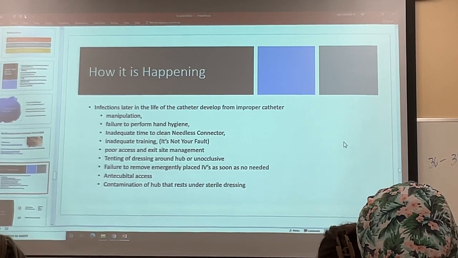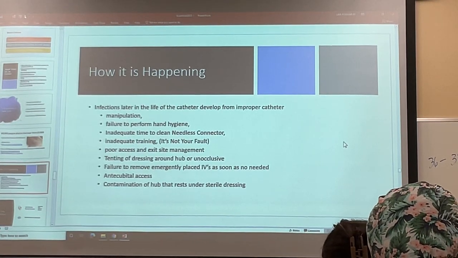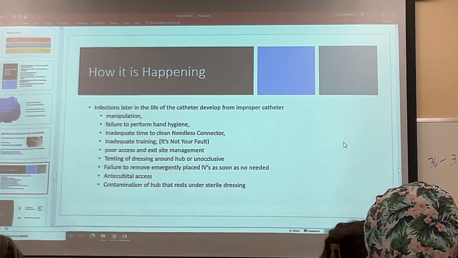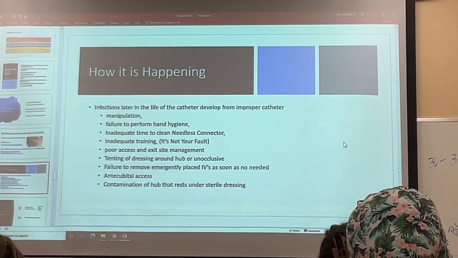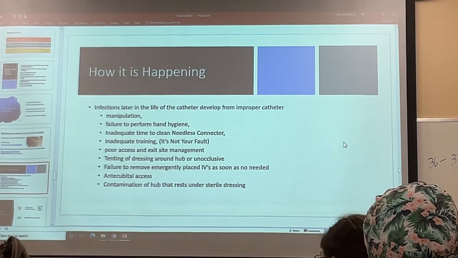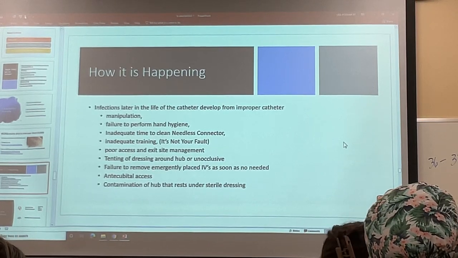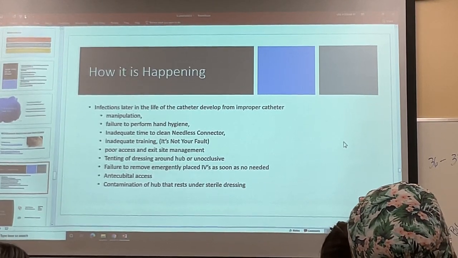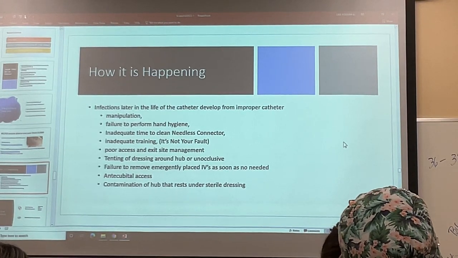So every time we manipulate, or we hang a tubing into a tubing, or we give an IV push through a tubing, or we don't change that occlusive dressing that has become unocclusive, anytime this happens we're allowing infections to enter the central line. If you have a PIV going through the antecubital and you don't have an occlusive dressing, it just comes on up.